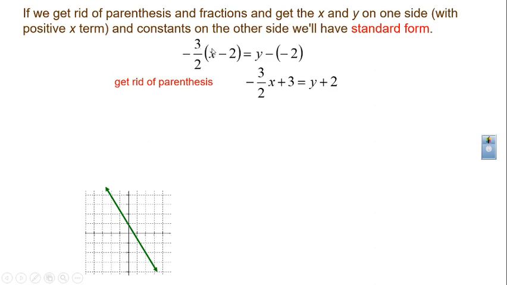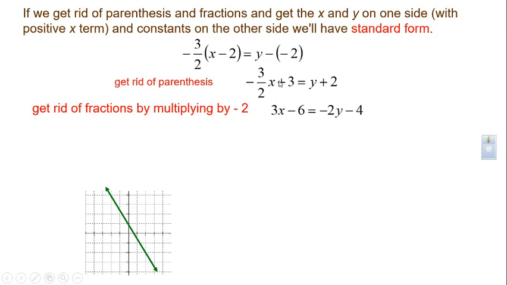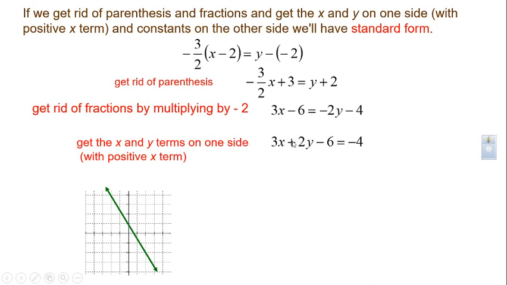So I'll distribute the -3/2 by x, and the -3/2 times -2 will be +3. Then y minus -2 is y plus 2. And if I multiply both sides by the common denominator, which is 2, or in this case -2, I would get 3x minus 6, because -2 times 3 is -6, equal to -2y minus 4. And then I can move the -2y together with the 3x.